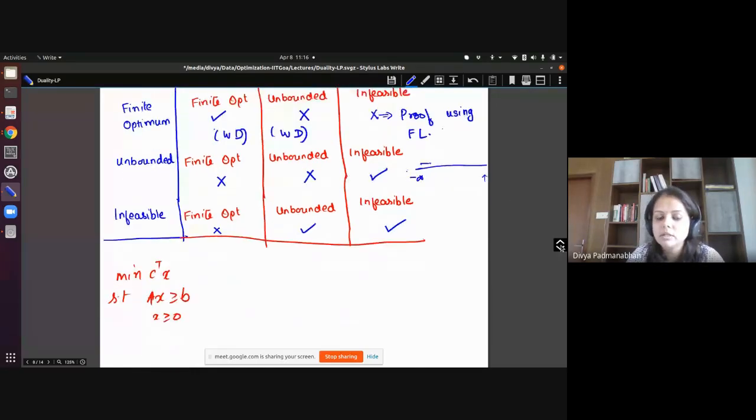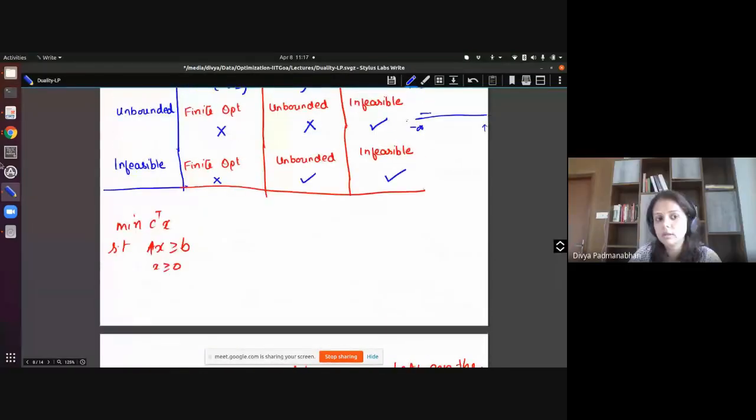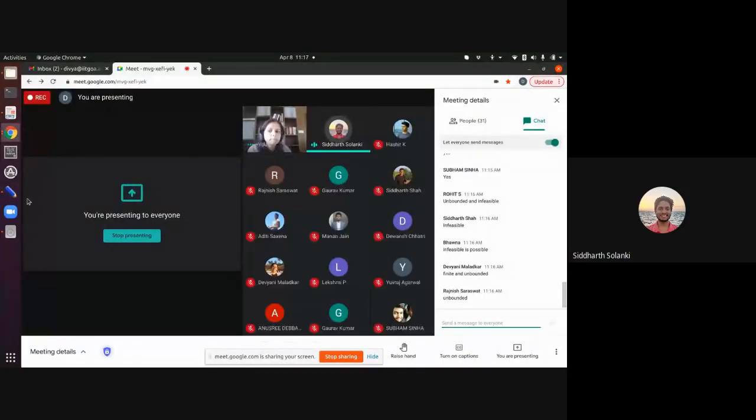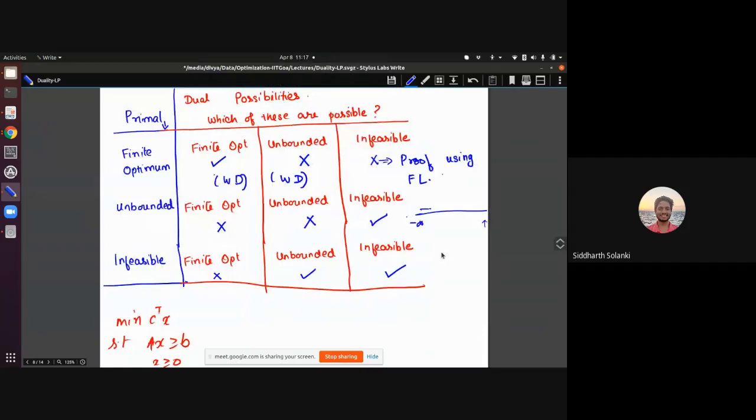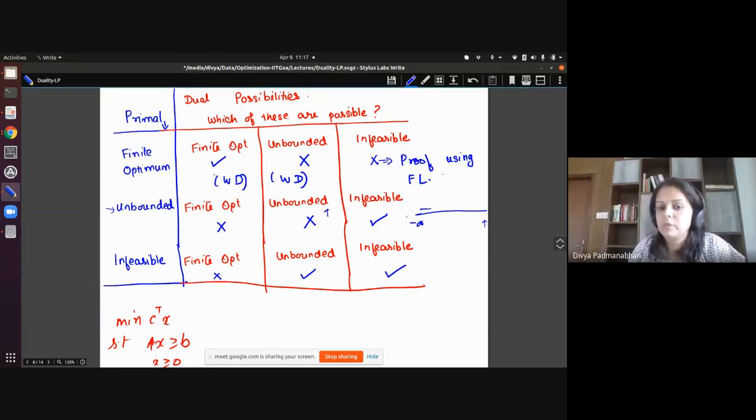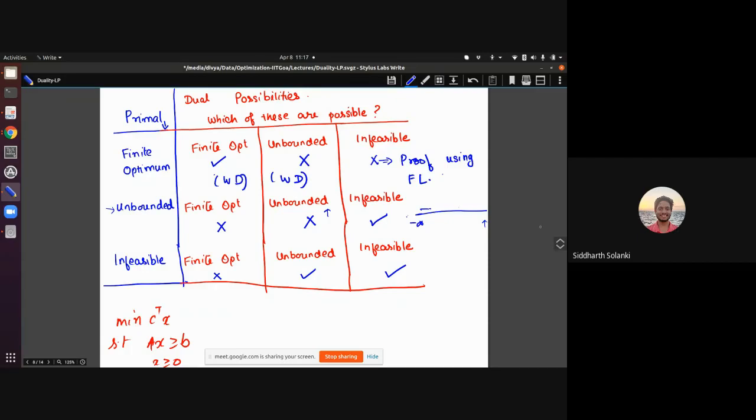Okay, so now, like we saw, in the case of unbounded, why can't it be unbounded for the dual? Which case are you asking about? When the primal is unbounded, and we said that the dual cannot be unbounded. When the primal is a maximization problem going to plus infinity, and we are trying to give a lower bound to it, can't the dual also be unbounded?